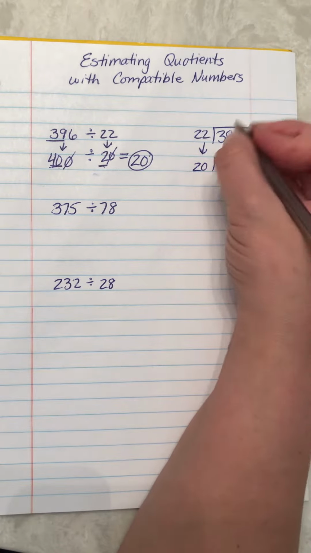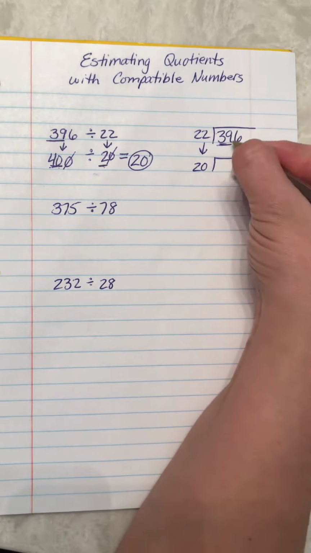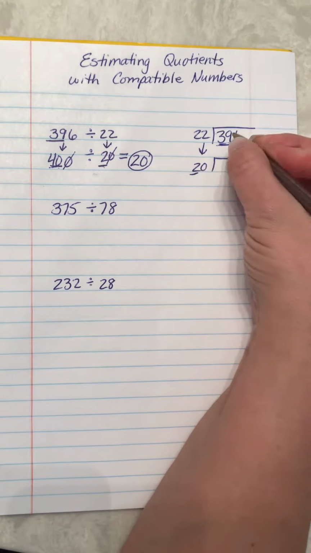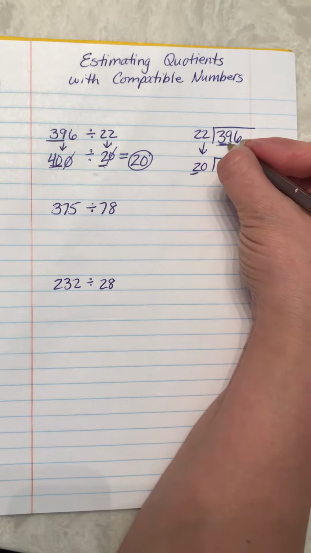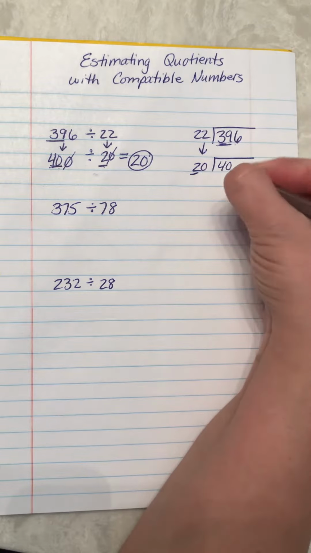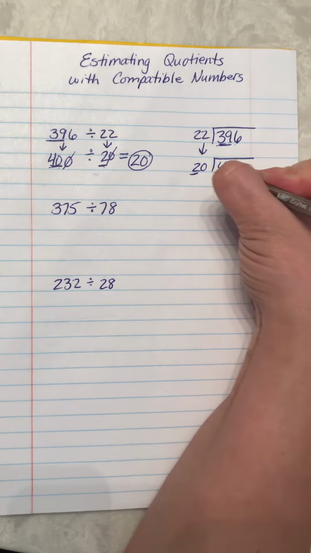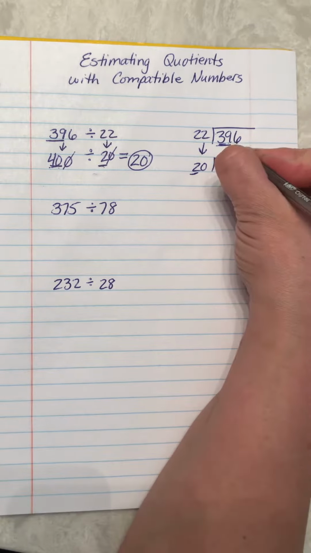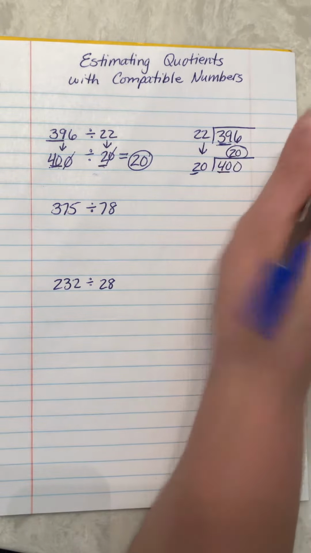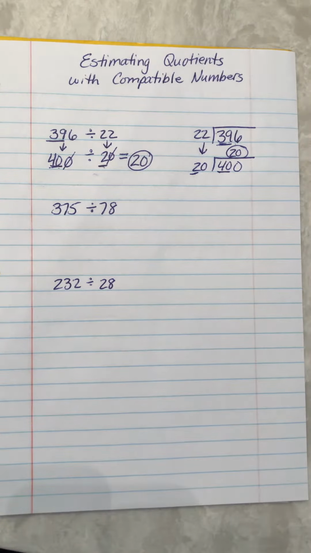396 would round to 400, and we figured that out again by underlining the 39 and the 2. 39, number close to 39 is 40. That divides nicely with 2, and that 6 becomes a 0. So again, 40 divided by 2 is 20. Okay, so that's one way to go.